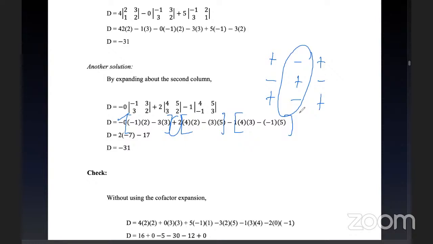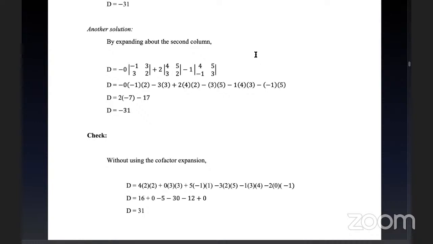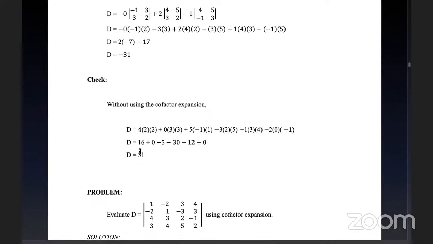Ayan. So, inayos ko na lang yung module. So, pag check natin, they are actually the same. Kahit saang elements man, kahit saang row or column ka pipili, it will give you the same value if you utilize cofactor expansion. And kapag hindi naman natin gamitin yung cofactor expansion, it will lead us to the same answer. Kasi nga, cofactor expansion is one method din na pwedeng gamitin to evaluate the determinant. So, tulad nito, it should be negative 31.